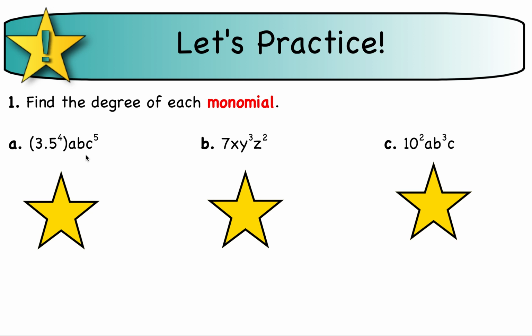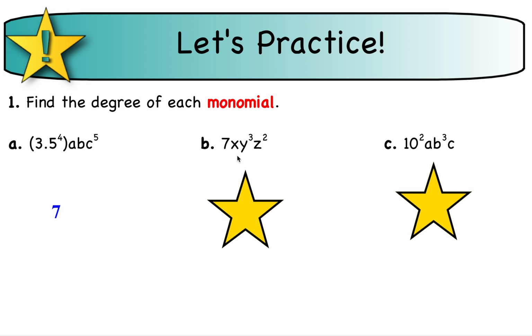In letter A, we do not add the degree of the constant term, but we only add the exponents on the variables. So A and B both have an exponent of 1, even though it's not written. And C has an exponent of 5. So if we add those three together, we get 7. So the degree of that monomial is 7.